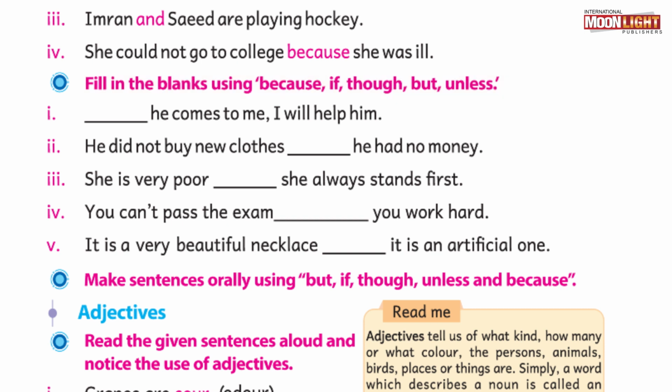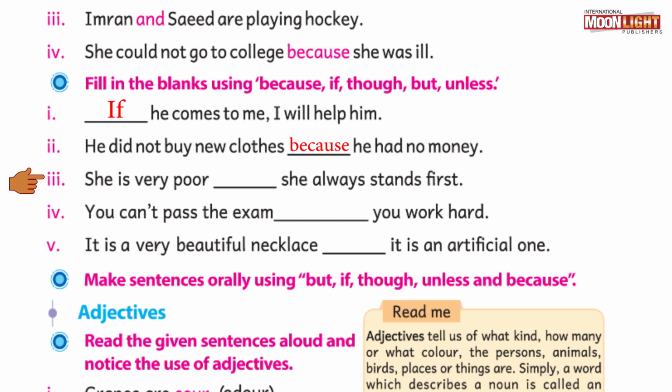Let's start. Dash, he comes to me, I will help him. It means that there is an option. So we'll say, if he comes to me, I'll help him. He didn't buy new clothes. Dash, he has no money. So it means because, the reason is that he does not have money. So that's why he does not buy the clothes.